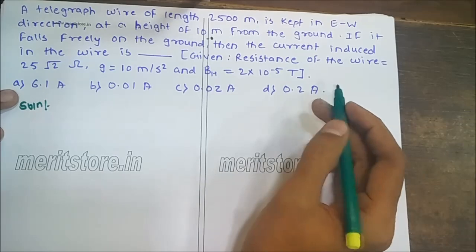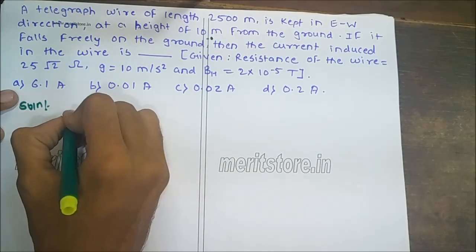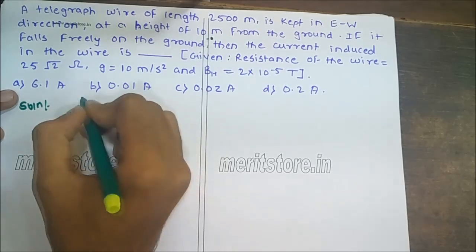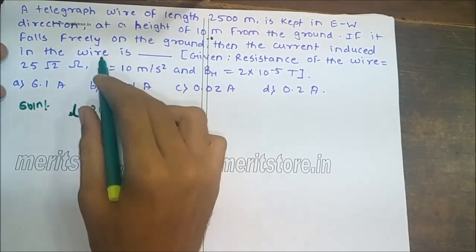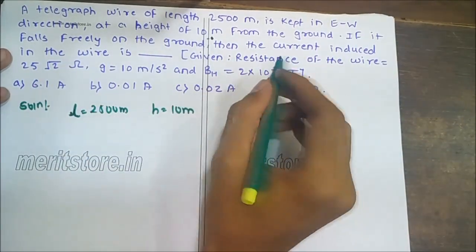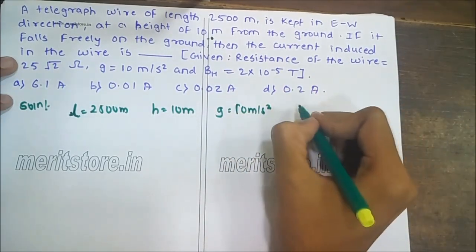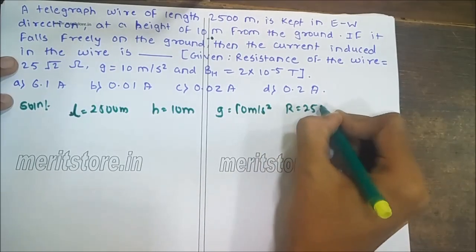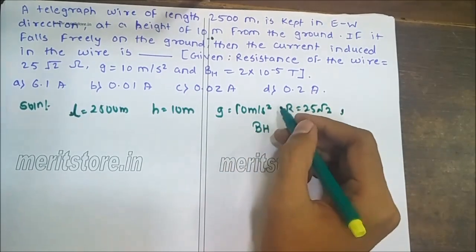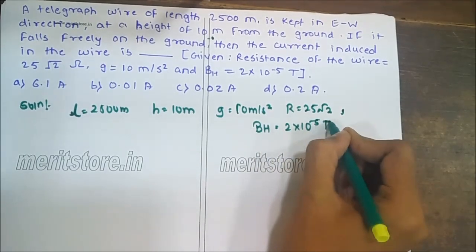So here what is given is a length of about 2500 meter wire, kept in the east-west direction at a height h of 10 meters from the ground, and it falls freely on the ground. Then we have g, that is 10 meters per second square, the acceleration due to gravity. Then we have the resistance R, that is 25 root 2, and the horizontal component of the Earth's magnetic field, that is 2 into 10 raised to minus 5 Tesla.